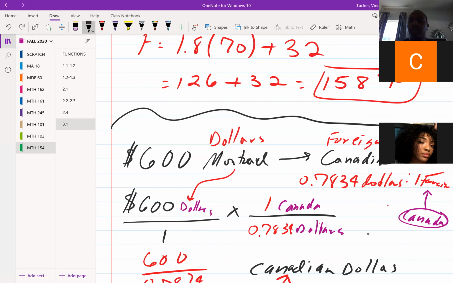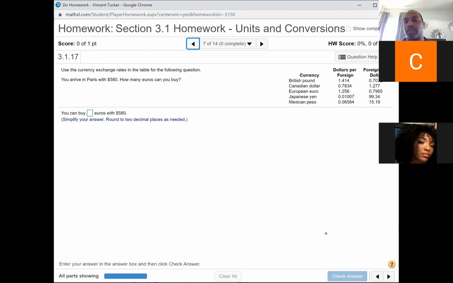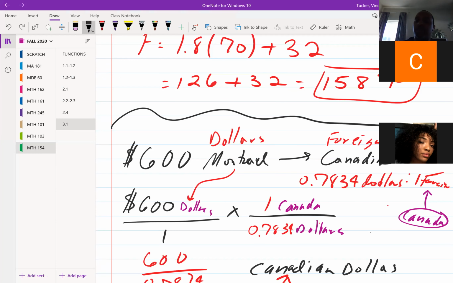So what I decided to use was dollars per foreign. Going back to the chart, you can use either one of these categories as long as you use it correctly. So dollars per foreign is dollars over foreign, or foreign per dollar is foreign over dollar. Remember, that goes back to what I was saying about kilograms over pounds versus pounds over kilograms. You just have to make sure you know which one you're using, and you may have to play with it a little bit if you have your interpretation backwards.